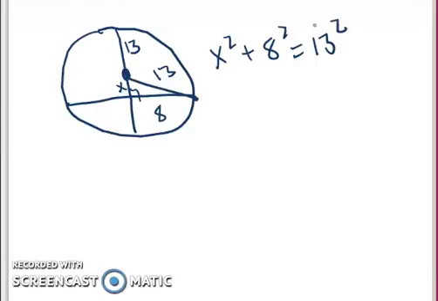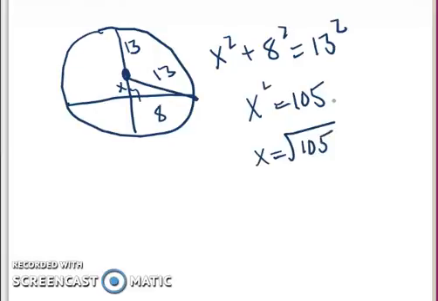Sorry, did that a little too fast. And we get x squared equals 105, and just take the square root of it. This doesn't have a perfect square. We can go ahead and look to simplify it, but I don't think we can. So we could just leave it like that, or a decimal form would be fine as well. If you want decimal form, it would be approximately 10.25.